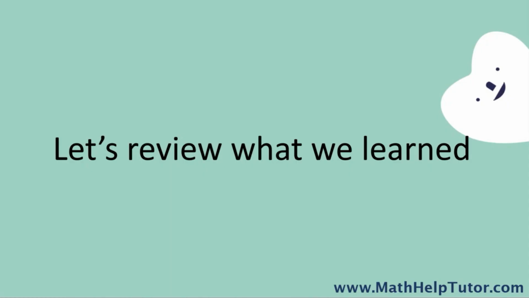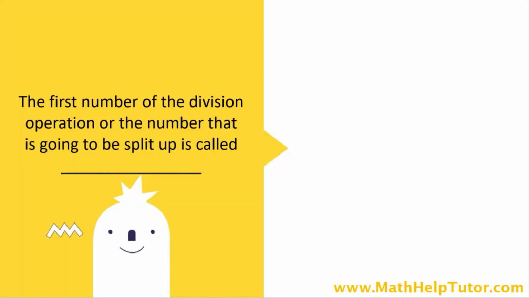Now let's review what we have learned. You can pause the video if you need more time to answer the question. Let's begin. The first number of the division operation, or the number that is going to be split up, is called blank.